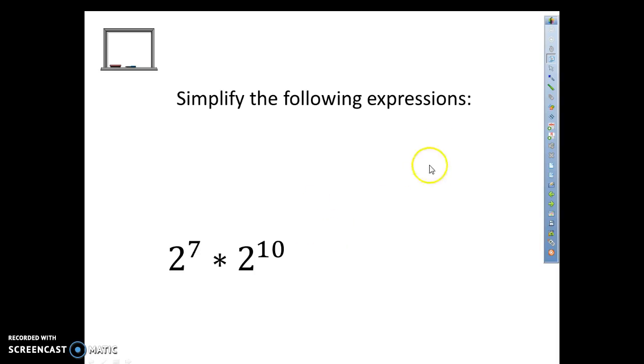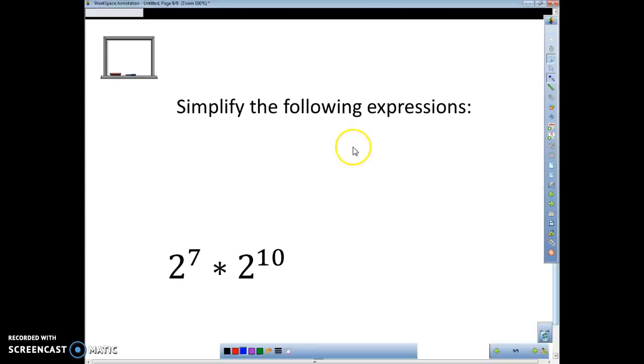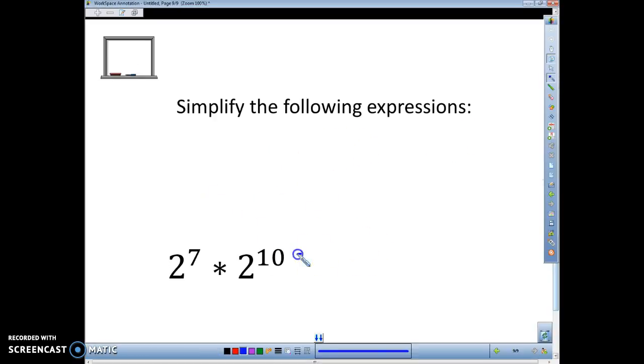For this example, I want you to pause the video right now. Can you write down this example on the back of your notes? And I want you to try it. Okay, so hopefully you've tried this example. Again, we have the same base. They both have the base of 2, and I can add the exponents. So when I multiply numbers with the same base, I add their exponents. Therefore, 2 to the 7th times 2 to the 10th is 2 to the 17th power.